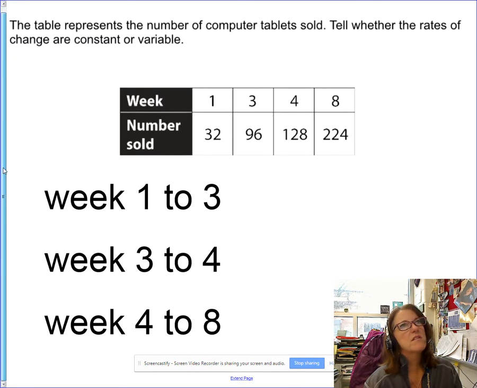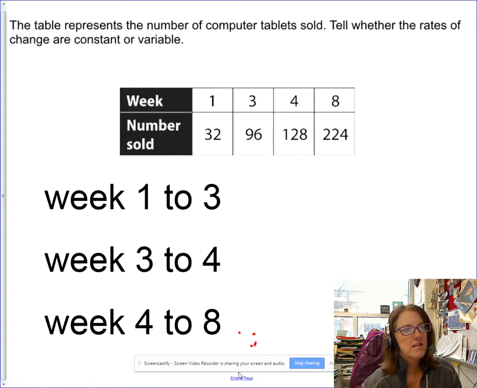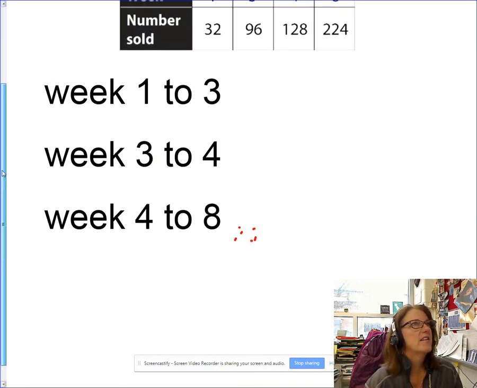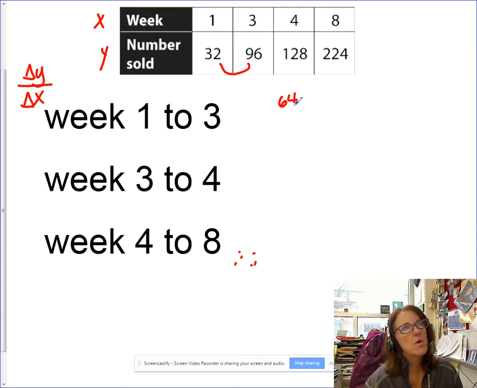Let's look at another one. And the number of tablets sold, tell whether the rates of change are constant or variable. All right, so here we go. If I can get this computer to work, which it isn't. All right, now we're cooking. All right, from 1 to 3. X, Y. Change in Y over change in X. This is the number of tablets. So from here to here, 32 to 96, that looks like an increase of 64 tablets. And it's over a 2-week time frame.